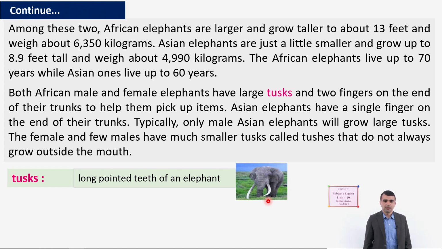Both African male and female elephants have large tusks and two fingers on the end of their trunk to help them pick up items. Okay, they have a trunk. Asian elephants have a single finger on the end of their trunks. Typically, only male Asian elephants will grow large tusks.